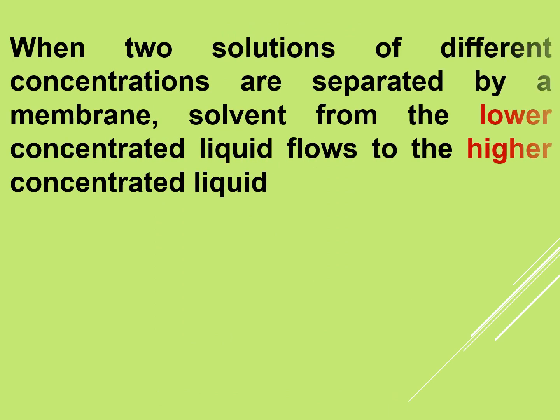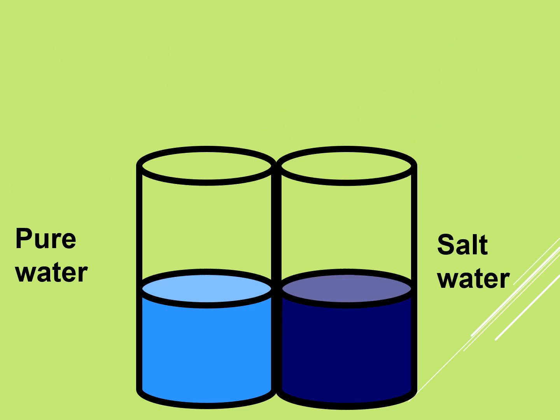So this is the definition. When two solutions of different concentrations are separated by a membrane, solvent from the lower concentrated liquid flows to the higher concentrated liquid till the concentrations become equal. This is called osmosis. Now we are looking at the opposite of osmosis.